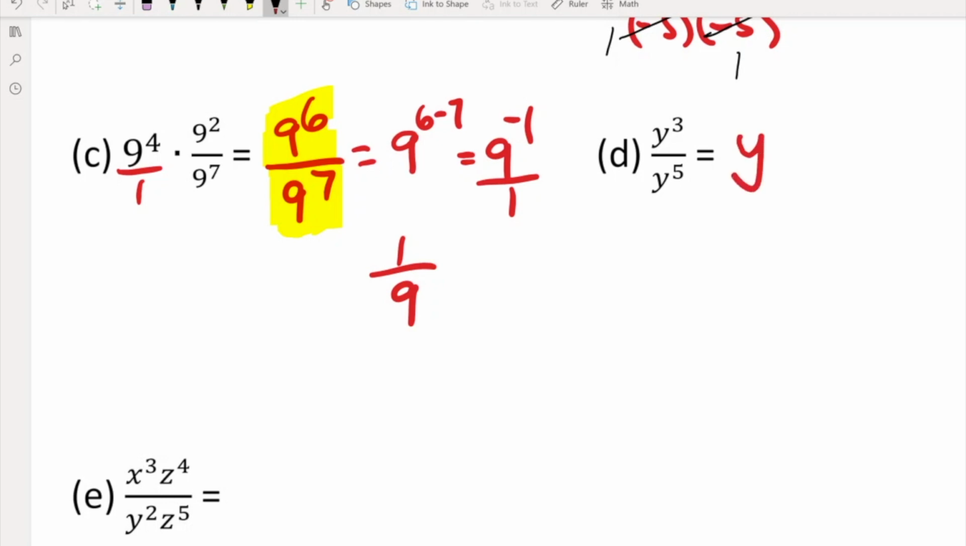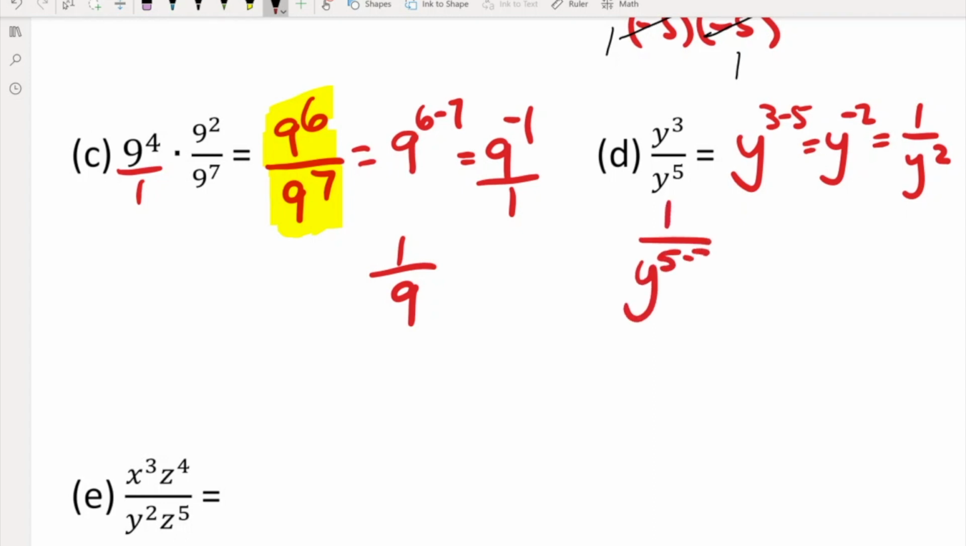I could say, okay, that's y to the 3 minus 5, and that's y to the negative 2. And then I remember, okay, negative exponent means I flip it to the bottom. That's one way to do it. Or the other way to do it is to look ahead of time and say, well, 5 is bigger than 3. So if I just put the answer on the bottom, I know it's going to be 5 minus 3. And that's 1 over y to the 2nd.